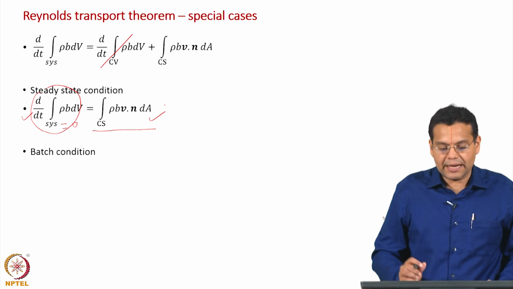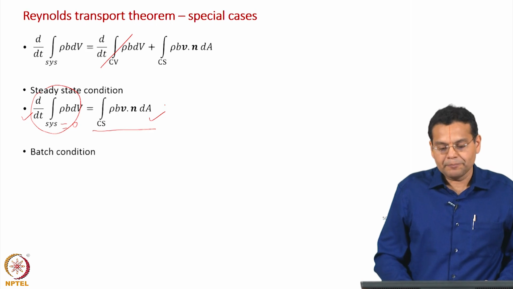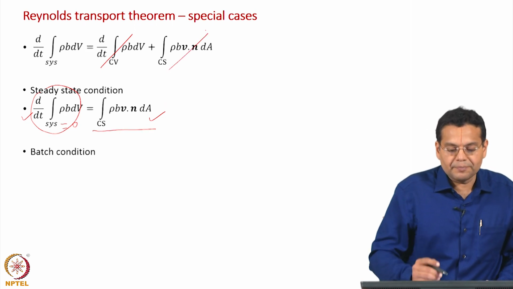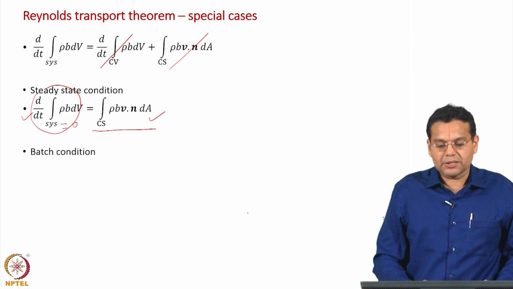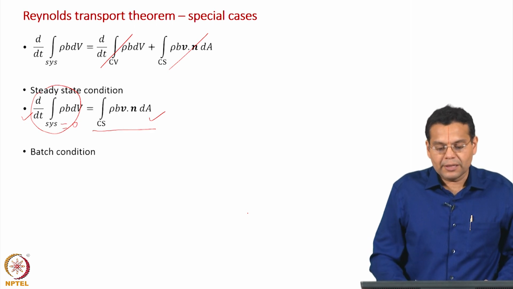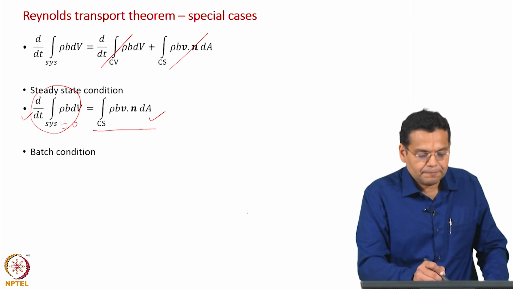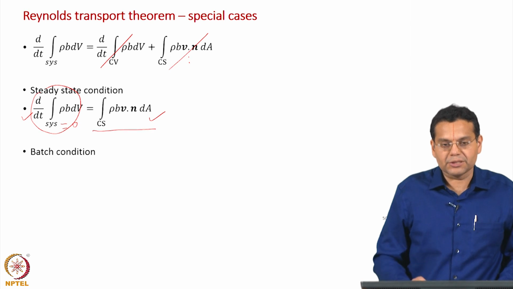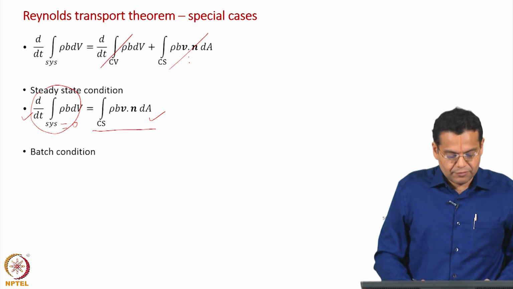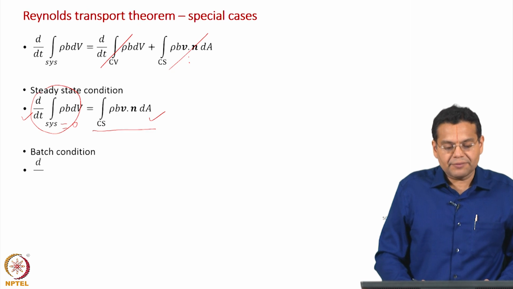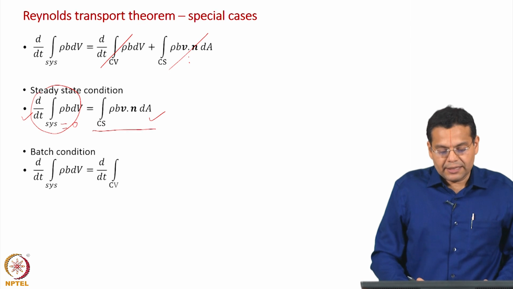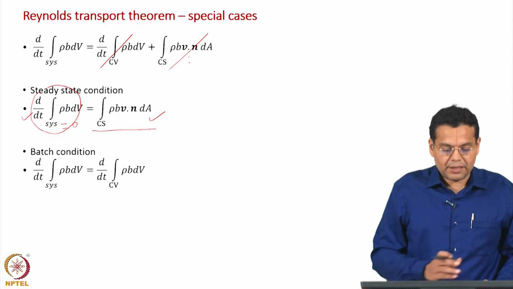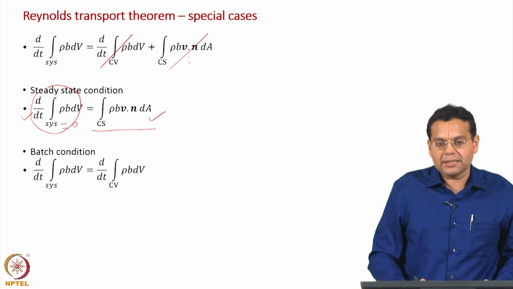What does it mean? We have a tank, there is no inflow and outflow, that is what we mean by batch condition, which means that this term is 0, there is no inflow, there is no outflow. So, this term which represents the net rate at which property leaves the control surface is 0. Now what are we left with? On the left hand side we have the rate of change of property for the system, and on the right hand side we have the rate of change of property for the control volume, and both of them are equal under batch condition.